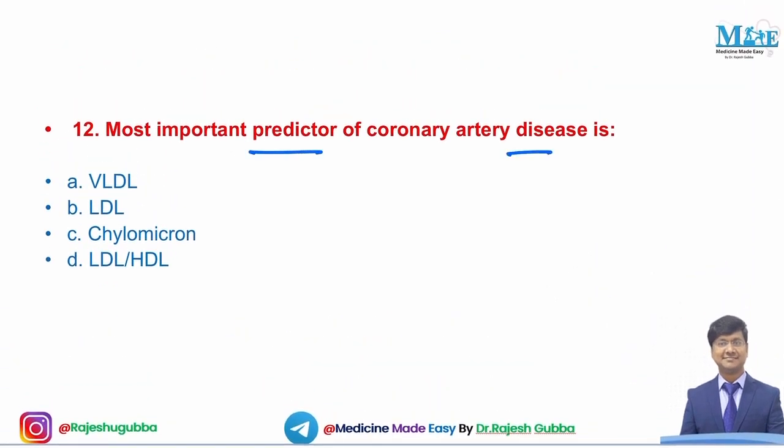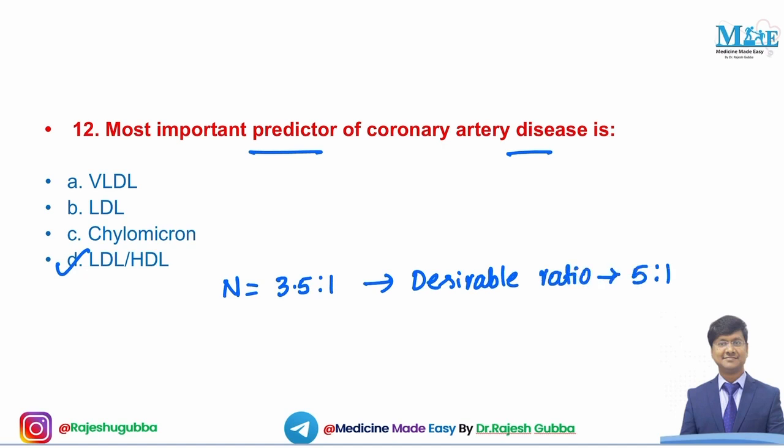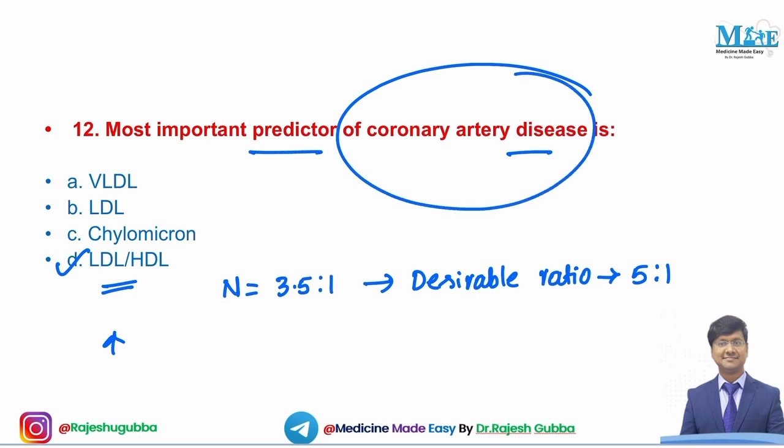Most important predictor of the coronary artery disease is VLDL, LDL, chylomicron, LDL to the HDL. So the answer is LDL to the HDL ratio. See, what is the optimal value? That is the normal value. The normal value is around 3.5:1. And maximum, how much is the desirable ratio? So the desirable ratio, it is around 5:1. And if the LDL to HDL ratio increases more than 5:1, then it's an important predictor of the coronary artery disease. Okay, so this is very, very important. Next question.